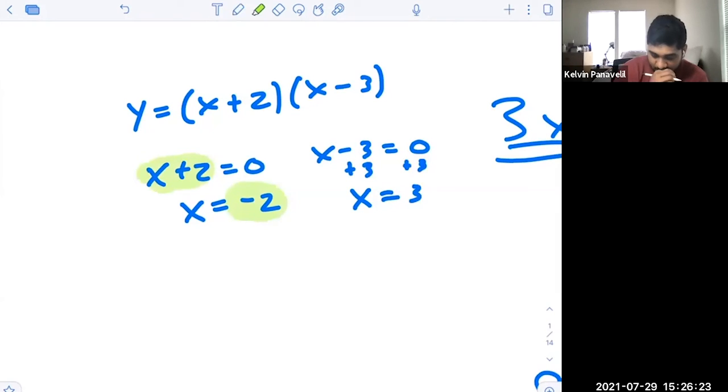going to be opposite sign. So if the solution is -2, the factor is going to be x plus 2. If the solution is 3, the factor is going to be x minus 3. Give me an F in the chat if you understand how factors relate to solutions.